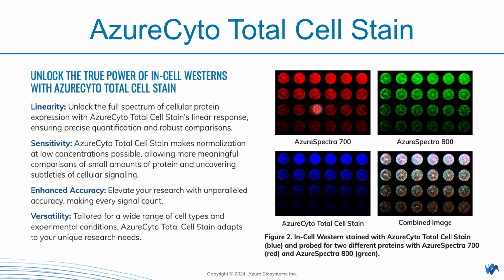It has the sensitivity of the total cell stains, so you can normalize at as low a concentration as possible, covering different numbers of cells. Then enhanced accuracy, because we have the best near infrared channels that are very good in eliminating autofluorescent signals and crosstalk as well, and versatility in combining different conditions. This is a merged image of your in-cell Westerns: near infrared plus 1 normalization channel.